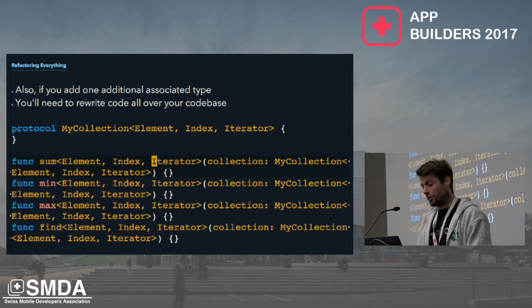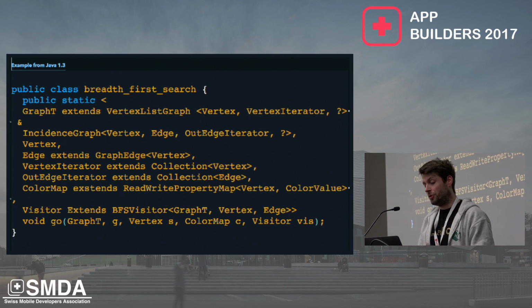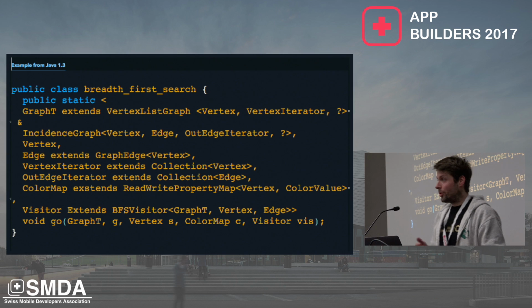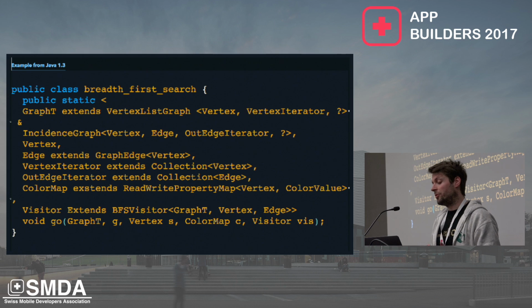And here's an example from Java, which had no associated types like thing a couple of years ago. This is Java 1.3. And there's a breadth first search. And as you can see, this is kind of elaborate because all these types have to be forwarded and passed in, and this is difficult to read and very complex. And when you have associated types, what you can do is hide some of these types within protocols, within the types that you're actually giving in, making it much simpler.